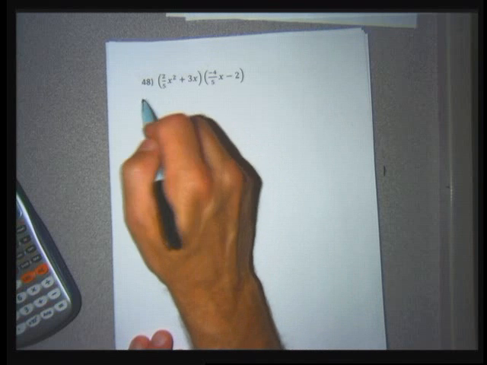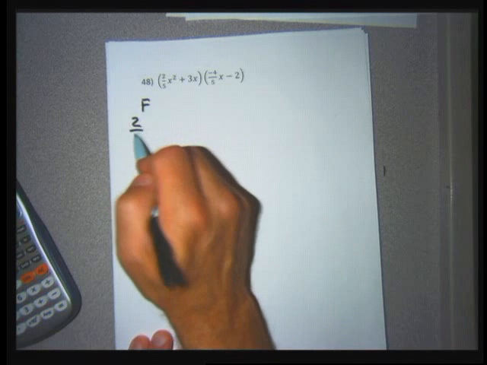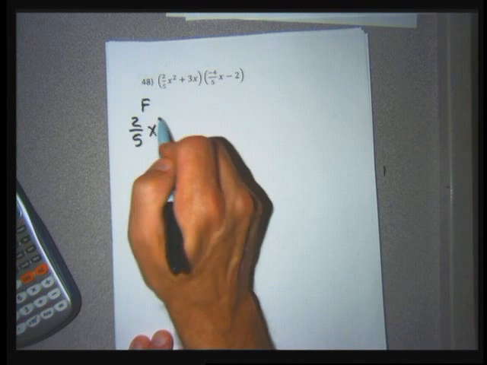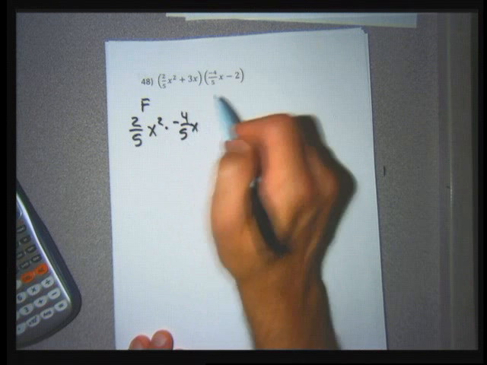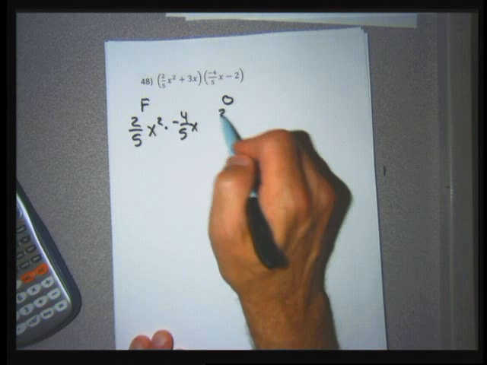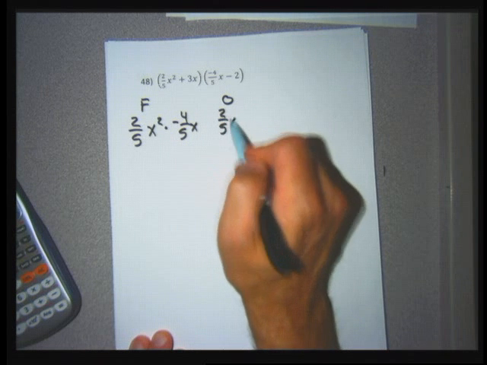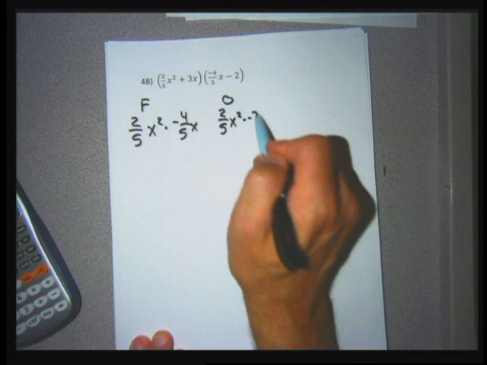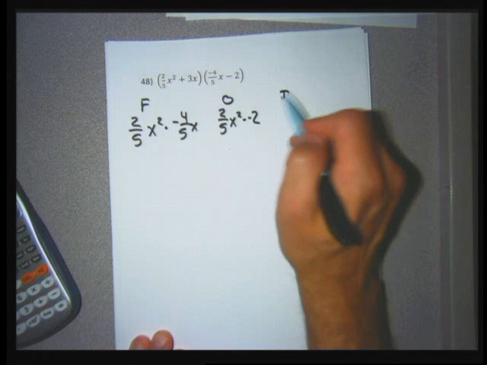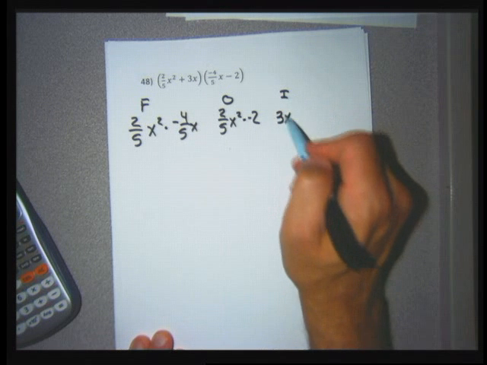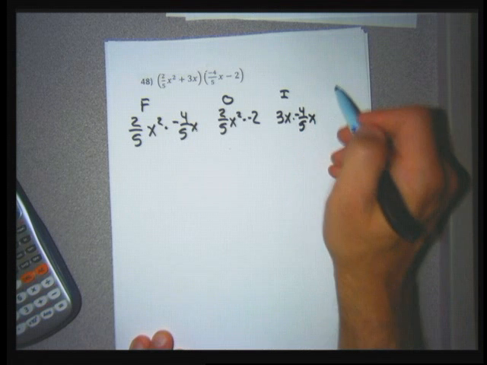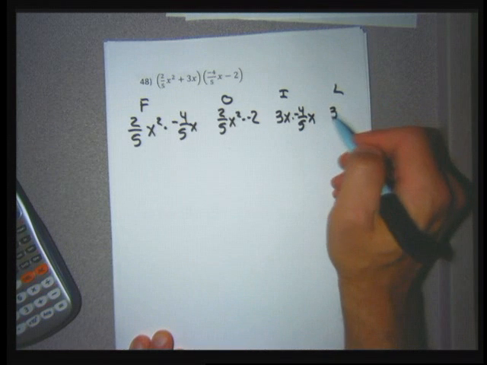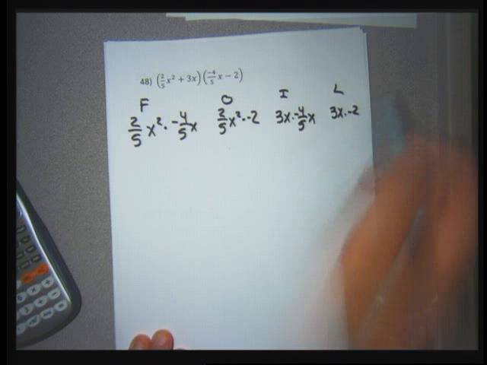Ugh, sorry about this. Firsts, 2/5 x squared times negative 4/5 x. Outers, 2/5 x squared times negative 2. Inners, 3x times negative 4/5 x. Lasts, 3x times negative 2.